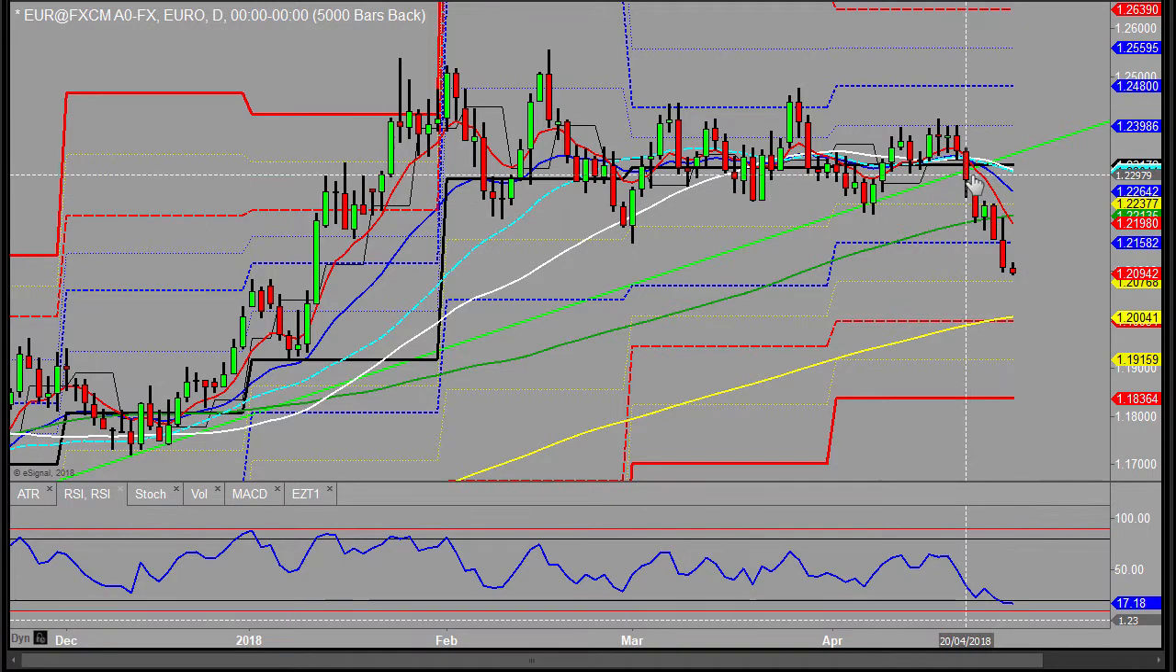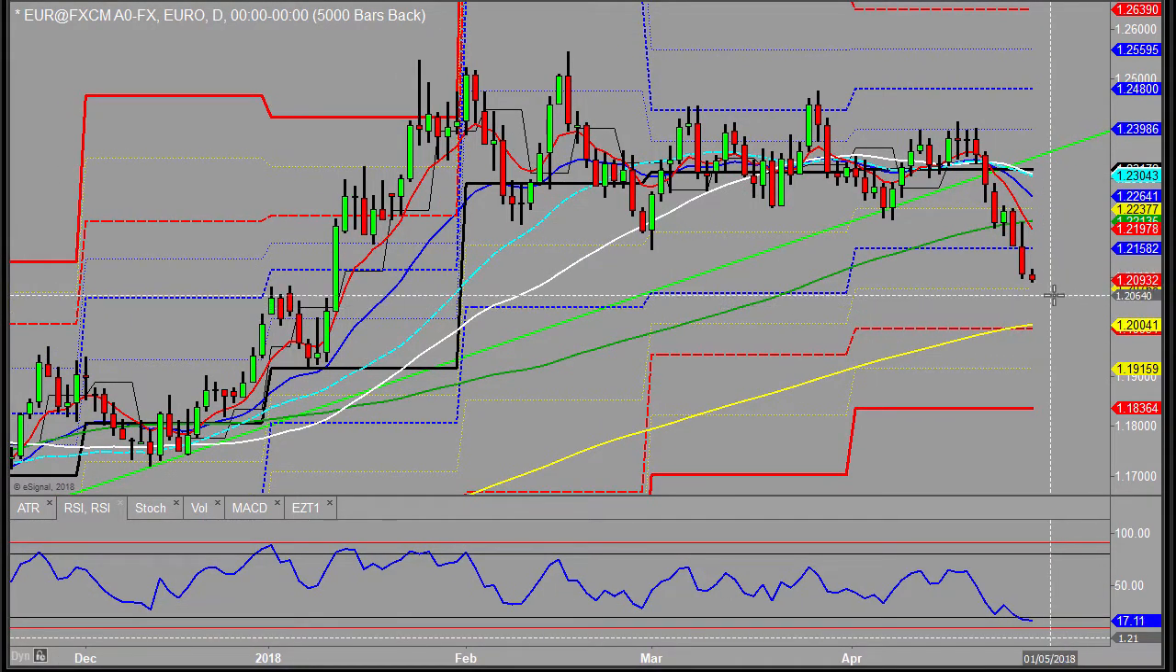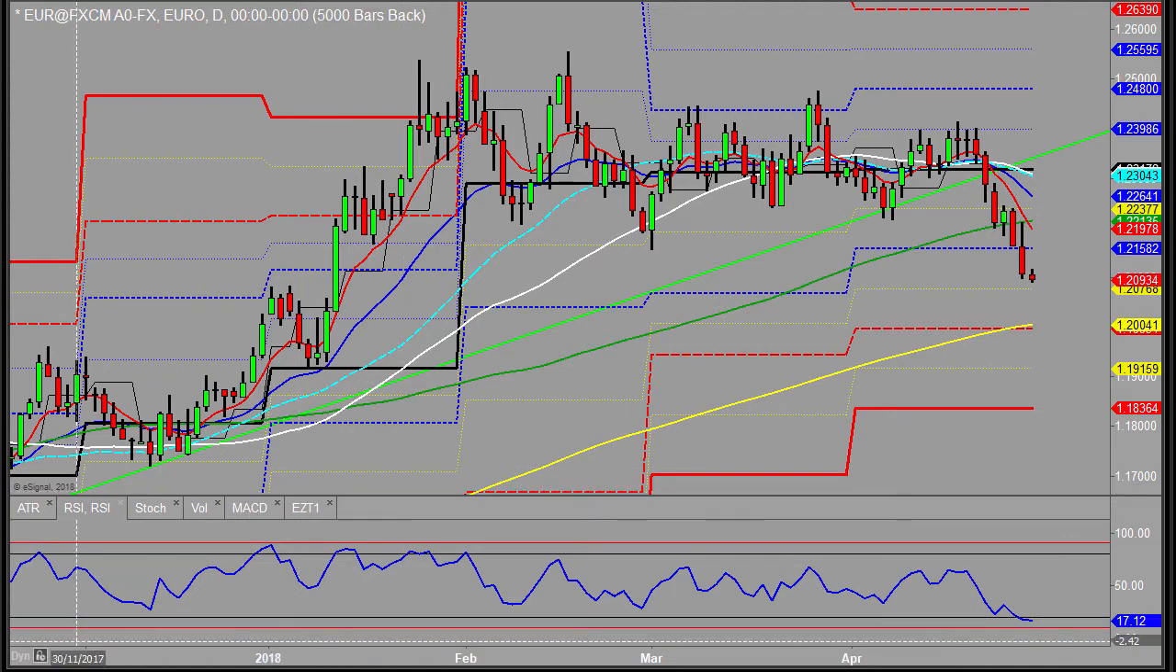So where are we sitting at the moment on the euro dollar? This is a daily picture. Well, we're heading down towards that weekly 200, daily 200. I've still got the weekly 50 in my mind. Anyway, we're heading south at the moment. It would suggest that, at least for now.